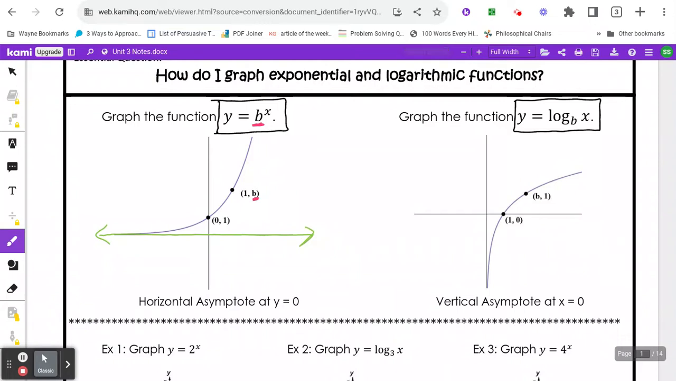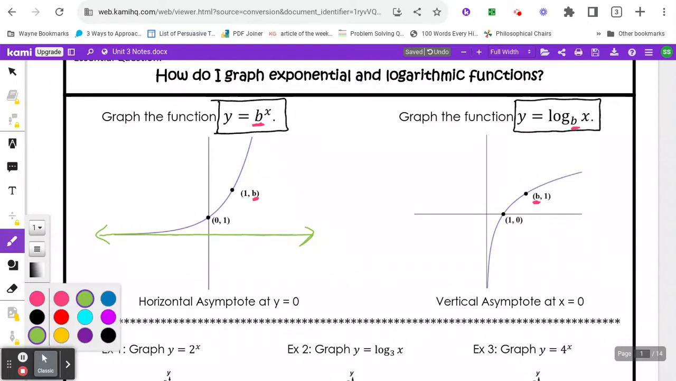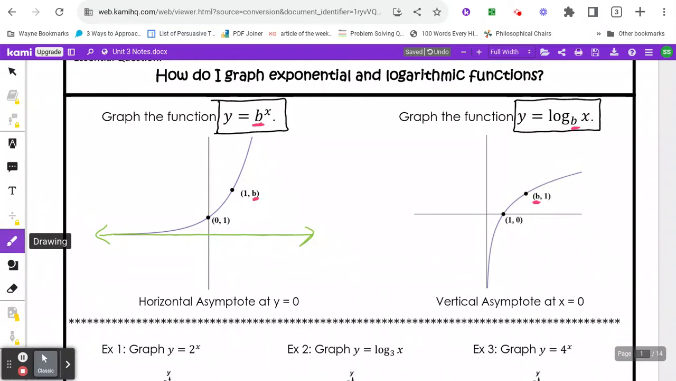Now the log graph is just pretty much the opposite. So notice you have your first point at (1, 0) as opposed to (0, 1). And then you have (b, 1) compared to (1, b). So again, whatever this base number is, if that's a 3, that'd be (3, 1). If that's a 7, that would be (7, 1). And we have a vertical asymptote at x equals 0.